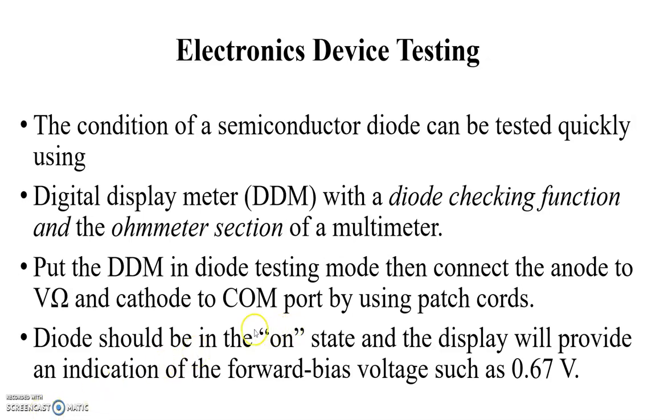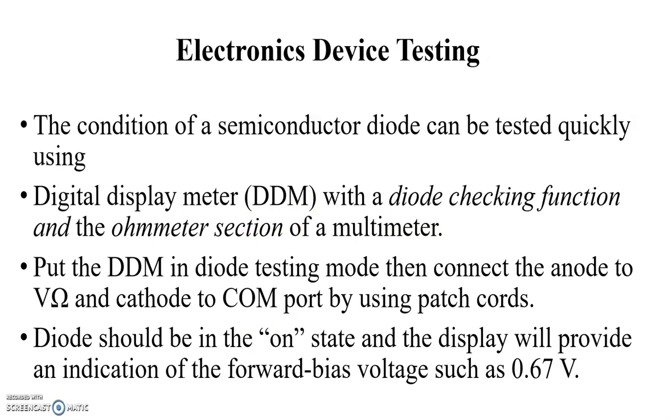Next one, electronic device testing. The condition of a semiconductor diode can be tested quickly. One of the electronic devices is the diode. So here the diode is tested to see whether it is working or not, by using a digital display meter with a diode checking function and the ohmmeter section of a multimeter.